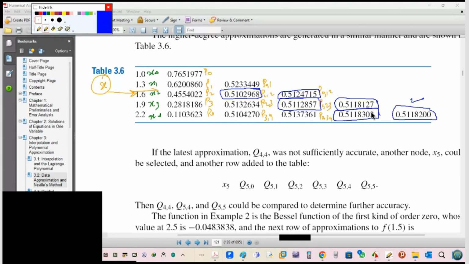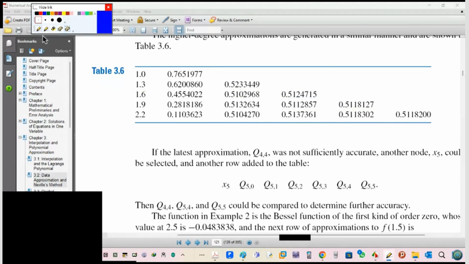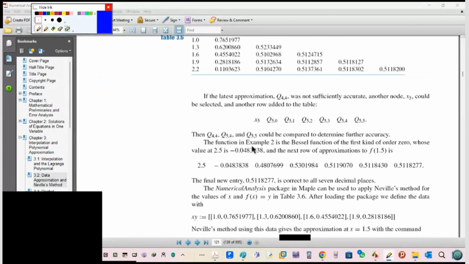So in the exam, read the question carefully. Which degree is he asking for? Maybe he asks me to find all the tables. Maybe he asks me to find degree number 1, degree number 2, degree number 3, degree number 4. So you have to know the degree. Okay, this is the last thing.